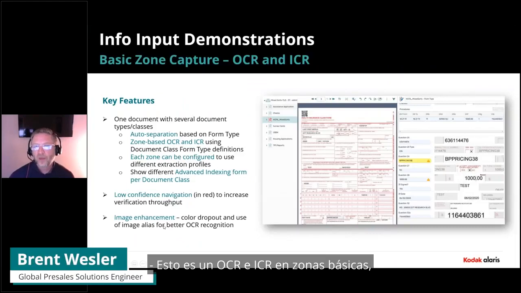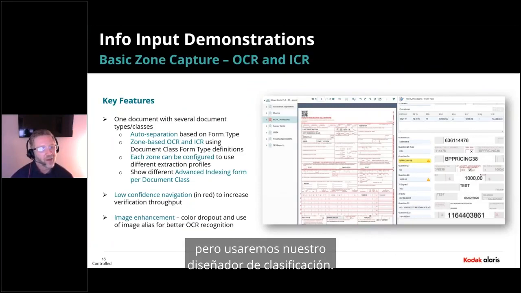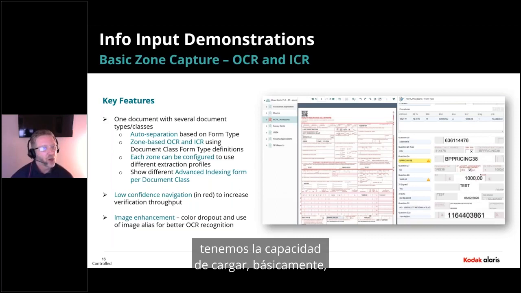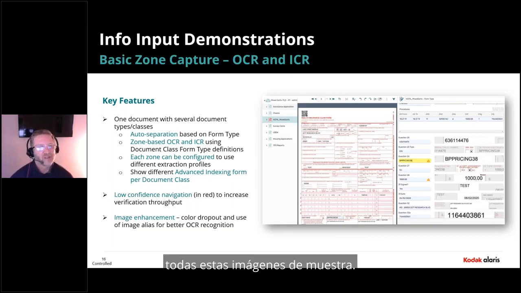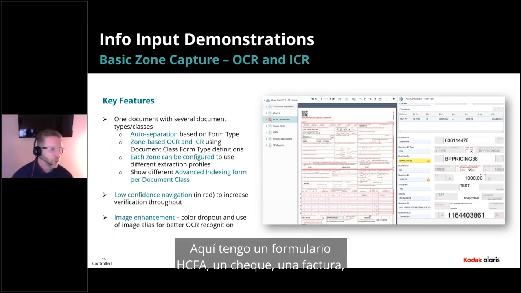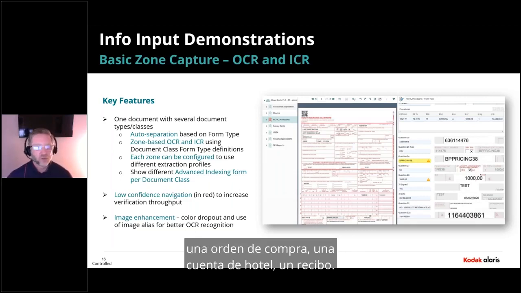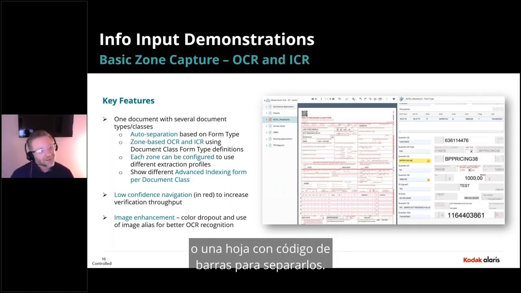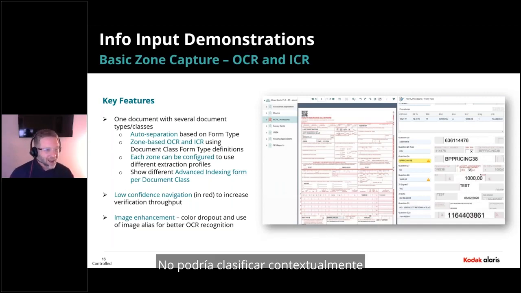So this is a basic zone OCR and ICR, but we're going to be using our classification designer. Built into our form type definitions is this ability to upload essentially all these sample images. In the past, old school would have been you need to use a separator sheet. So I have a HCFA form, I have a check, an invoice, a purchase order, a hotel bill, a receipt. I would typically have to put a blank page or a barcode sheet to separate those. You couldn't contextually classify based on a sample image.